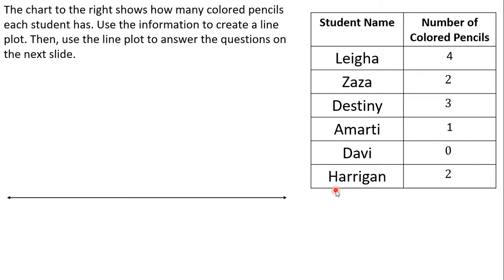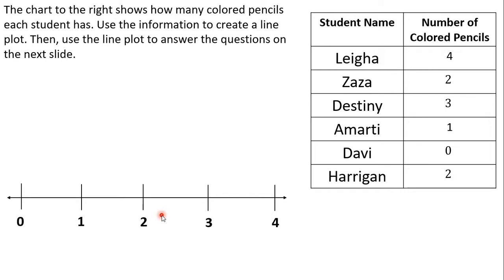Let's start by creating a number line. We're going to start the number line at the least amount of colored pencils a student has. So if we look at the numbers, we can see that the smallest number in our chart is 0. Davi has 0 pencils. So we're going to start our number line at 0. Now let's find the number of colored pencils that's the most. So we're going to look in our chart and see that 4 colored pencils that Leah has is the most colored pencils that a student has. So we're going to continue our number line by 1 until we get to the number 4.